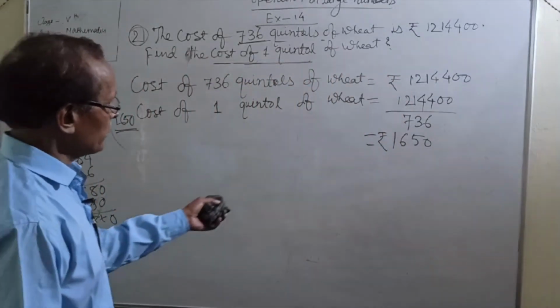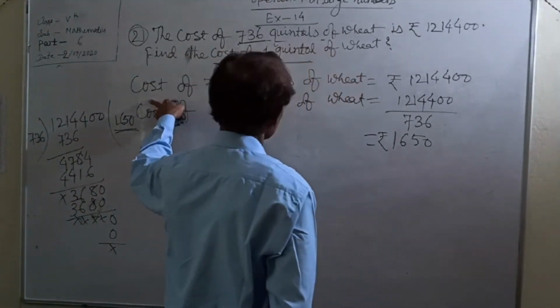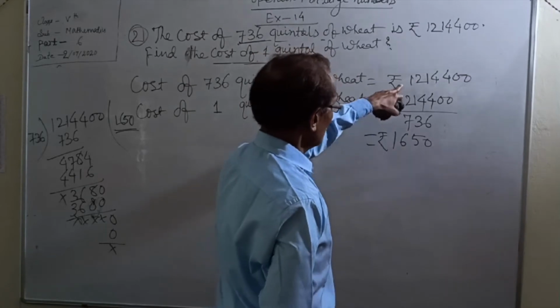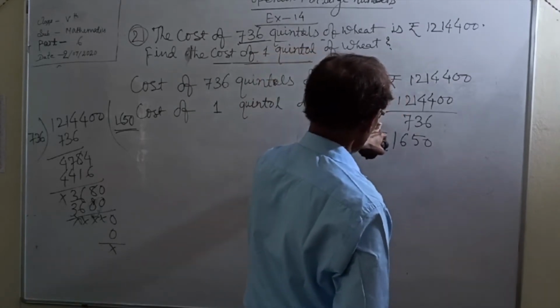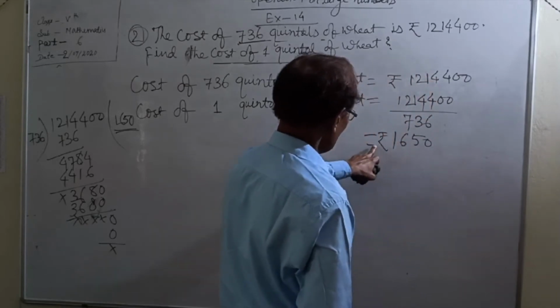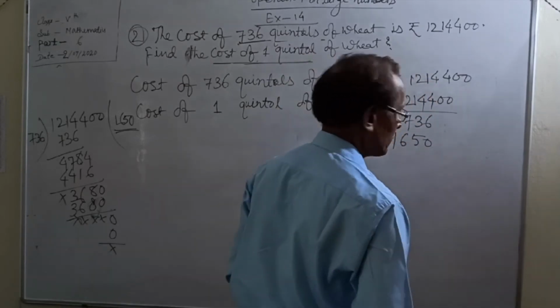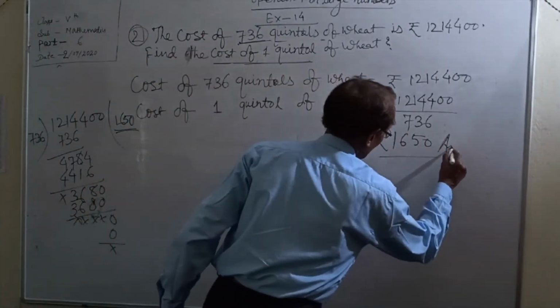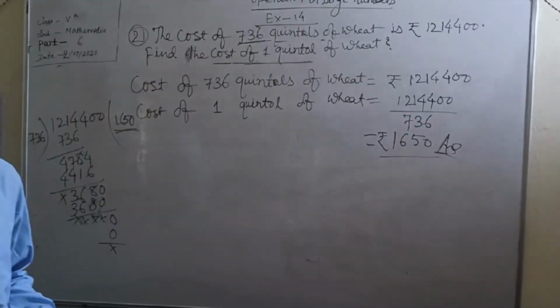Why will it be rupees? Because whatever is the statement on the right side, this value is in rupees. So whatever value we get after calculation will also be in rupees. Is it right? That will be the answer. Come to the next question.